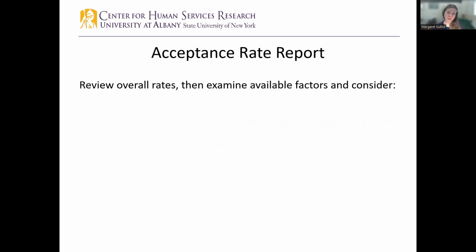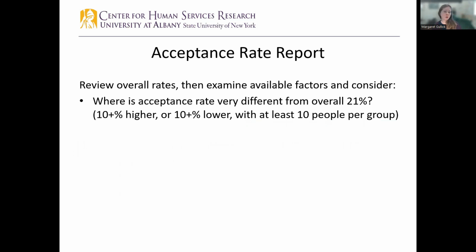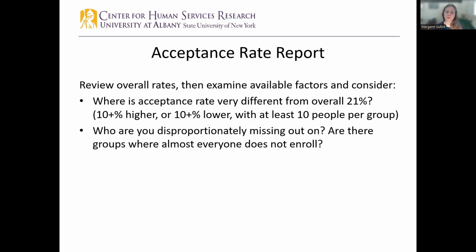Then let's look at the factors that we have and consider, where is the acceptance rate really different from that overall 21%? So it's at least 10% higher or lower, with at least 10 people per group. And think about, who are you disproportionately missing out on? Are there groups where almost everyone enrolls or almost everyone doesn't enroll? Because that's probably a big enough group of people to make a plan about and have that be a factor that's really important to you.